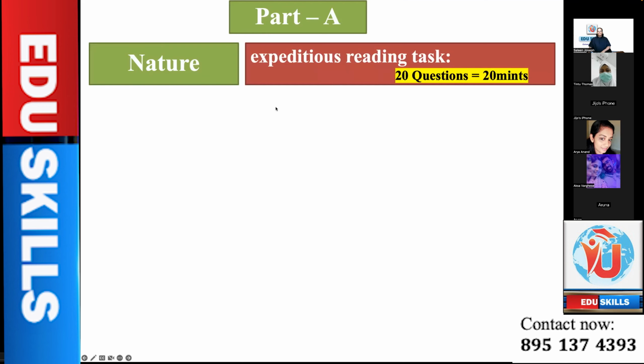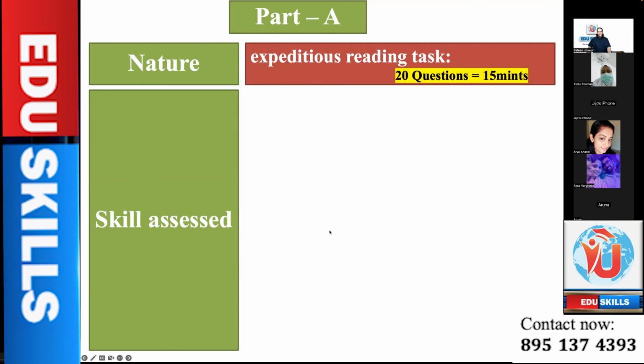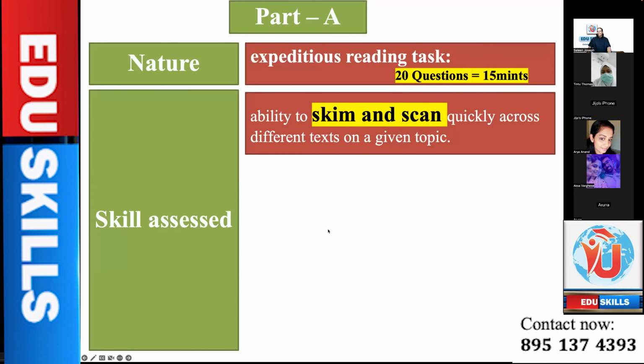Now, Part A, what is the nature? It is an expeditious reading task. It means you have to read fast and collect the information required immediately, as quickly as possible. 20 questions, 15 minutes. What are the skills assessed? Ability to skim and scan quickly across different texts on a given topic.